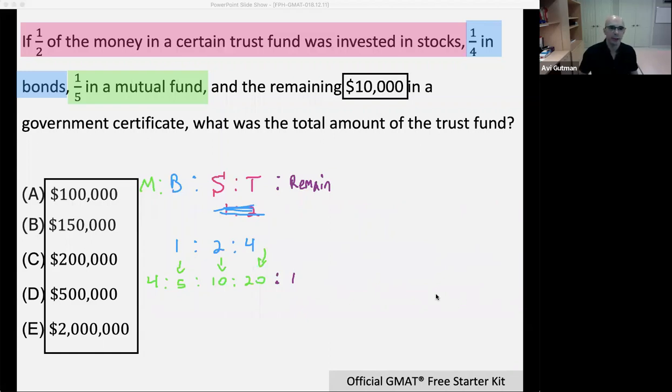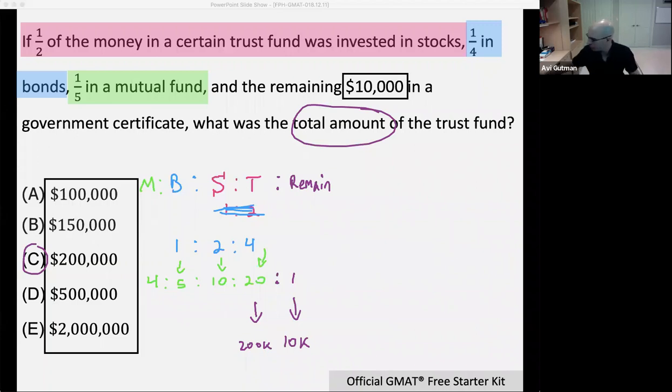All right, so now I know that this 1 ratio unit that remains actually equals 10K. So again, going back to the map analogy, 1 inch is 10 miles. And so what are they asking for? The total amount? Well, if 1 inch is 10 miles, then 20 inches would be 200 miles. And so the answer is C. Any reactions to this one?